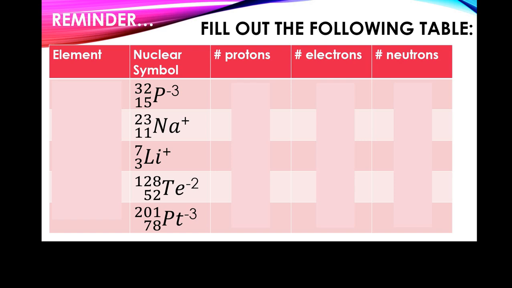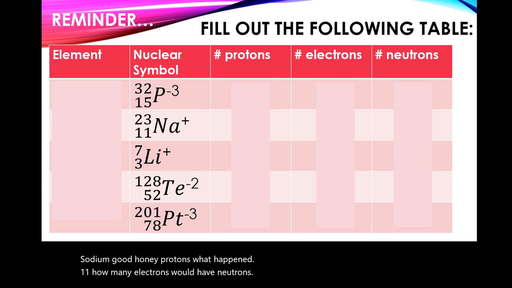Na is what? Sodium, good. How many protons would it have? 11. How many electrons would it have? 10, good, because it has one less if it's positive. The number of neutrons? 12, good. 23 minus 11. Li is? Good. How many protons? 3. How many electrons? 2, one less, good. And how many neutrons? 4. 7 minus 3 is 4.